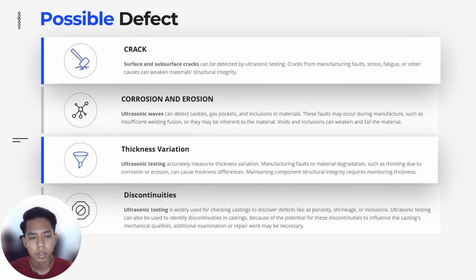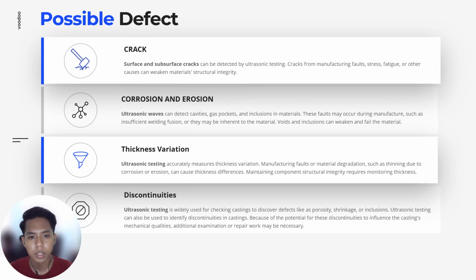Next, for ultrasonic testing, what are the possible defects that we can know? So first, crack. Surface and subsurface cracks can be detected by ultrasonic testing. Cracks from manufacturing faults, stress, fatigue, or other causes can weaken materials' structural integrity.